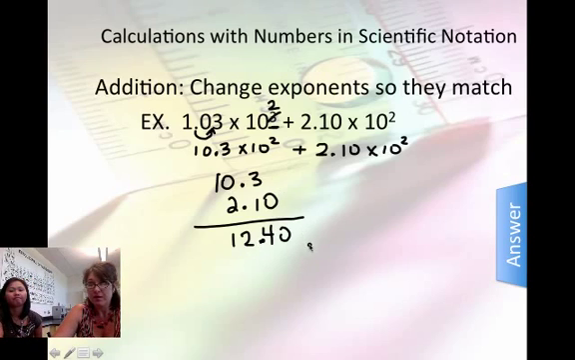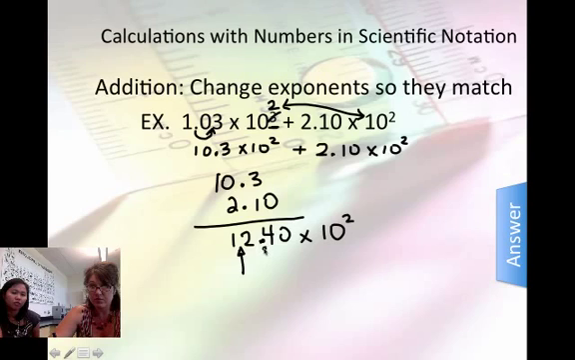Yes. Okay, good. And our exponent is still 10 to the second. We made them both the same. But now we have to copy the same exponent. Now we have to check our answer, though. Remember, the rule says we can only have one digit in front of the decimal.